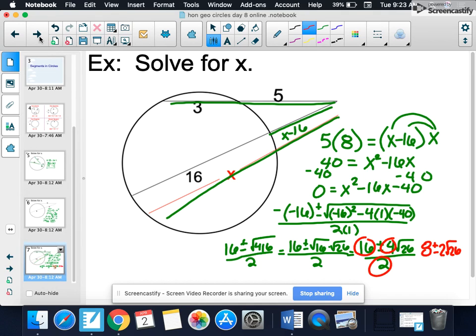So 8 plus 2 square root of 26 is about 18.2. And 8 minus 2 square root of 26 is negative 2.2. And again, to make sense in our problem, we're going to have to take the 18.2.